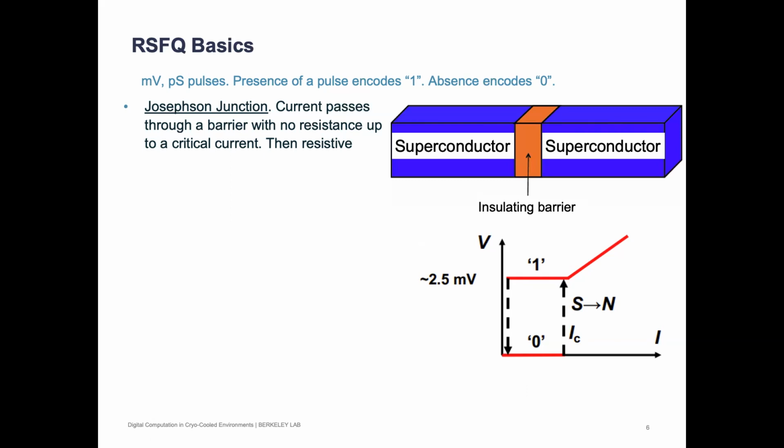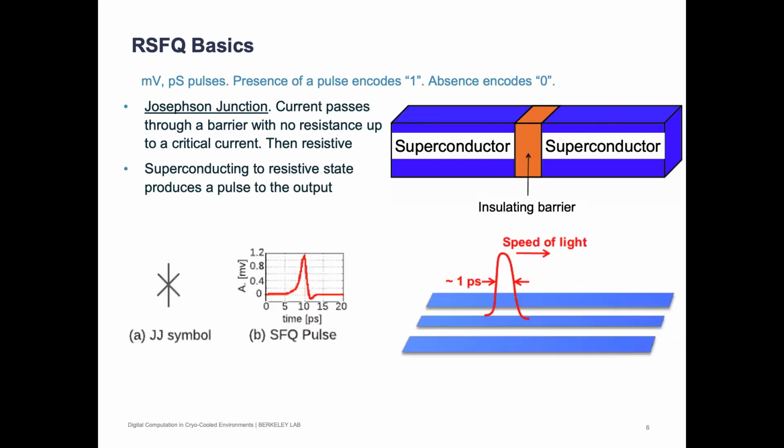But it's not just these two modes. When the device switches from superconducting to resistive, it emits a pulse. And that pulse is millikelvins, it lasts just a few picoseconds, it's a small pulse, it's observable. And that is the fundamental unit where we represent behavior in this logic. And that pulse is quick, speed of light. And so we can have really fast data movement.